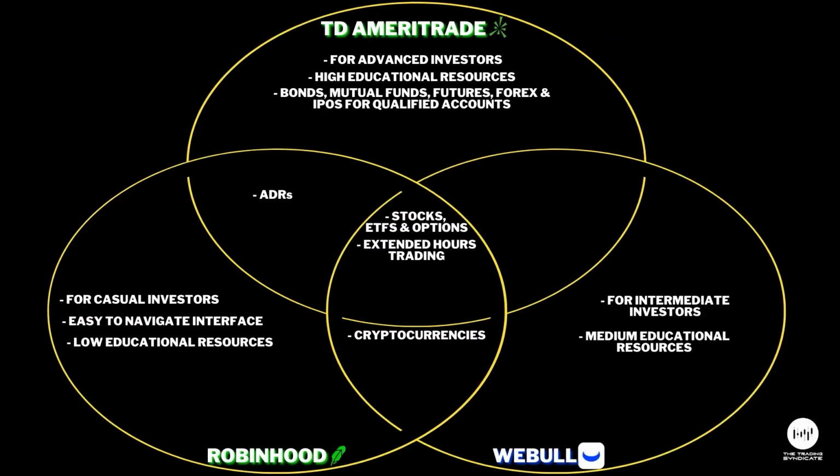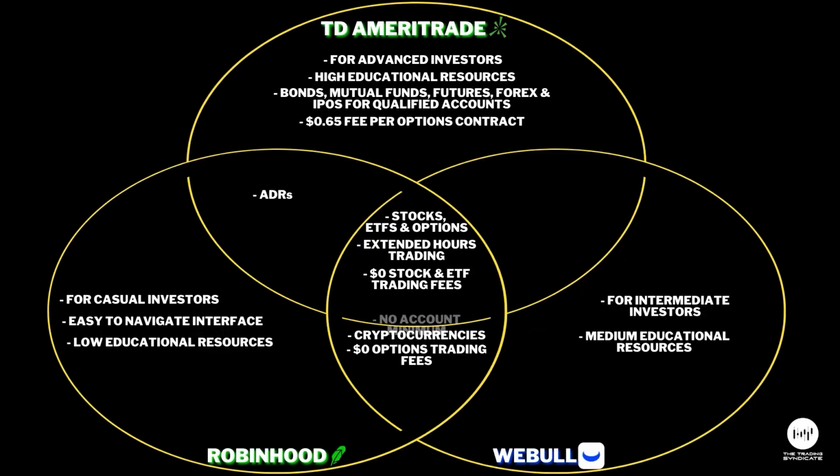Let's talk about fees. There are no trading fees for stocks and ETFs on all three of these platforms, but only Webull and Robinhood allow for no fees for options trading, as TD Ameritrade has a fee of 65 cents per contract. But all three of these platforms allow for no account minimum to get started with trading, allowing access to traders of all bankroll sizes.